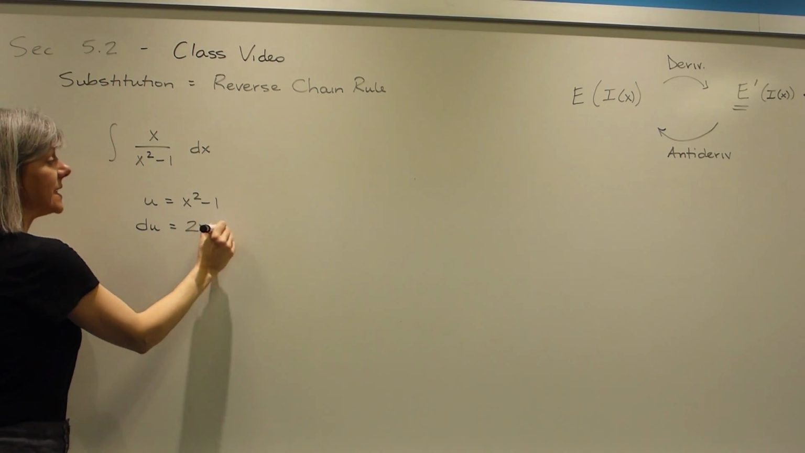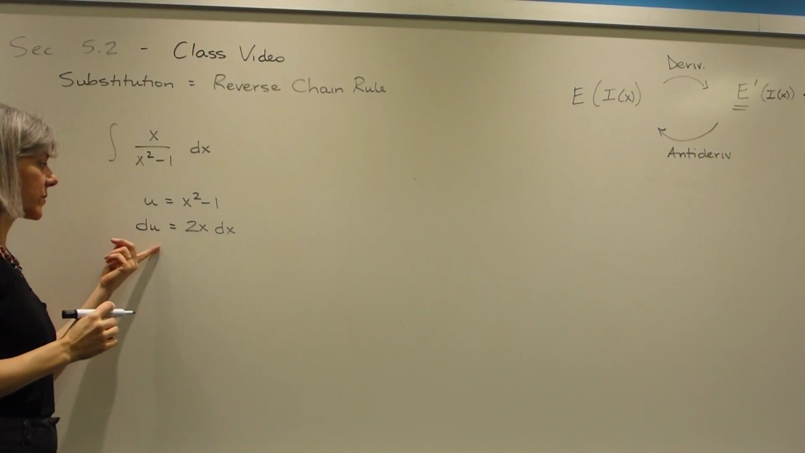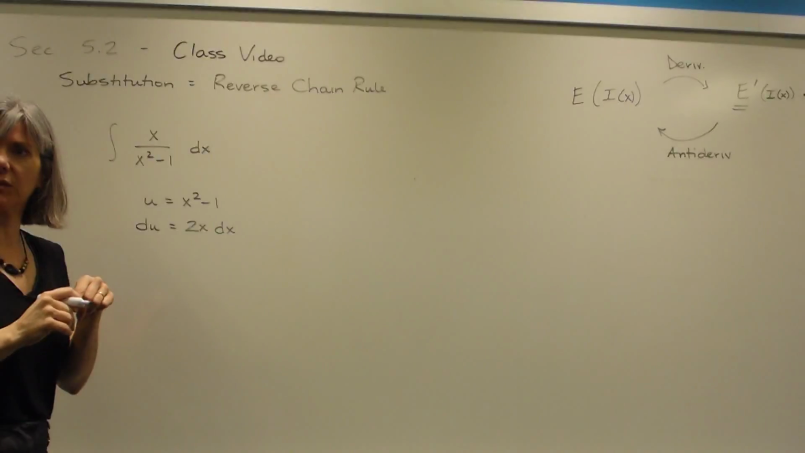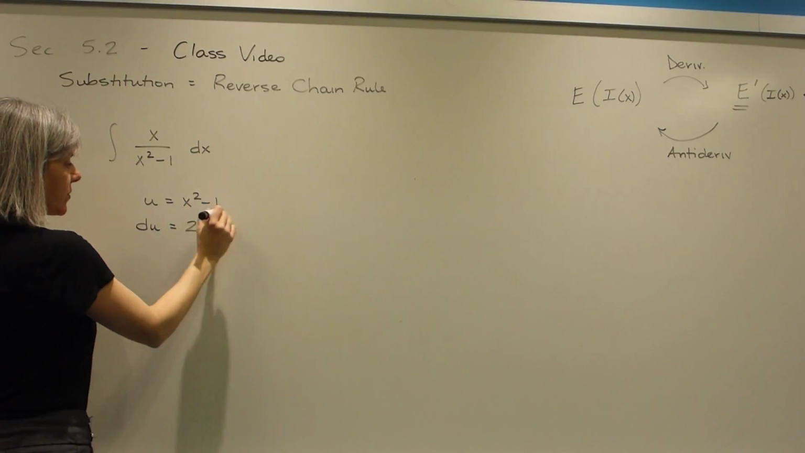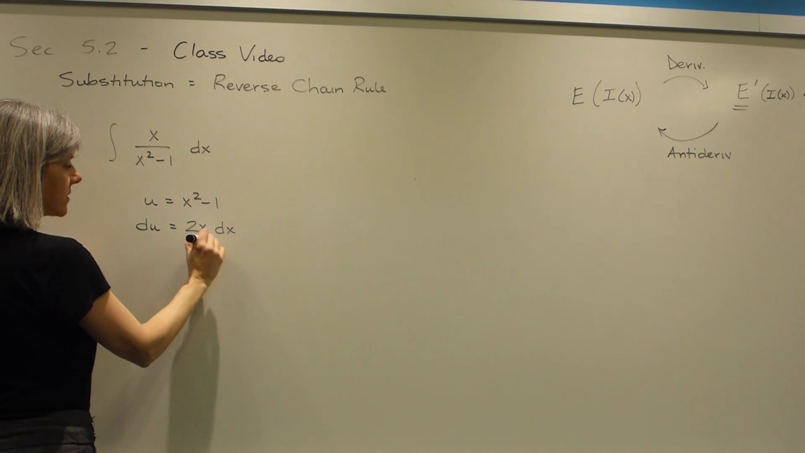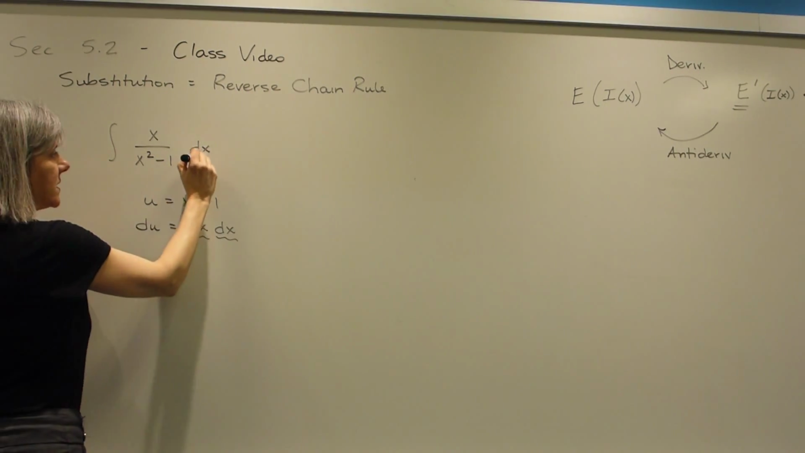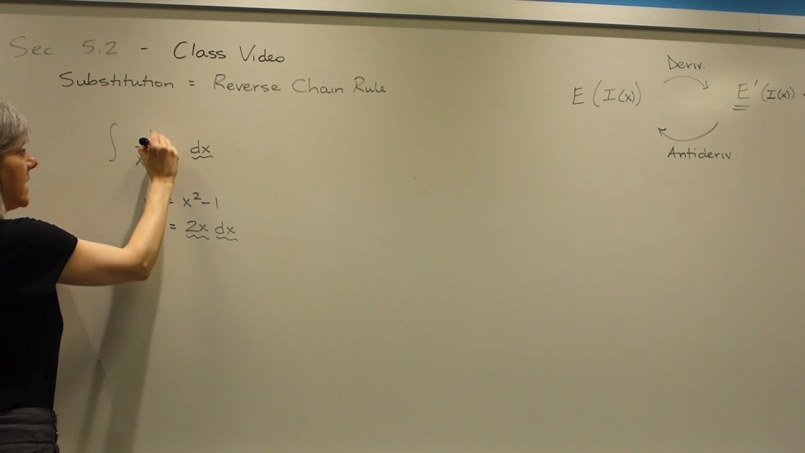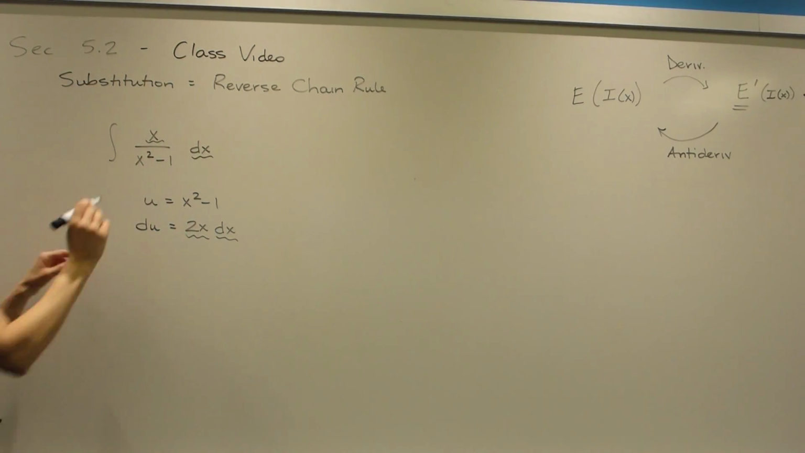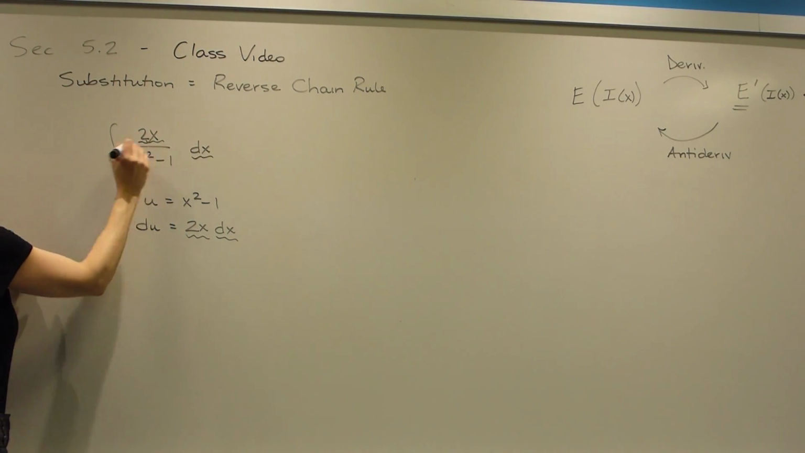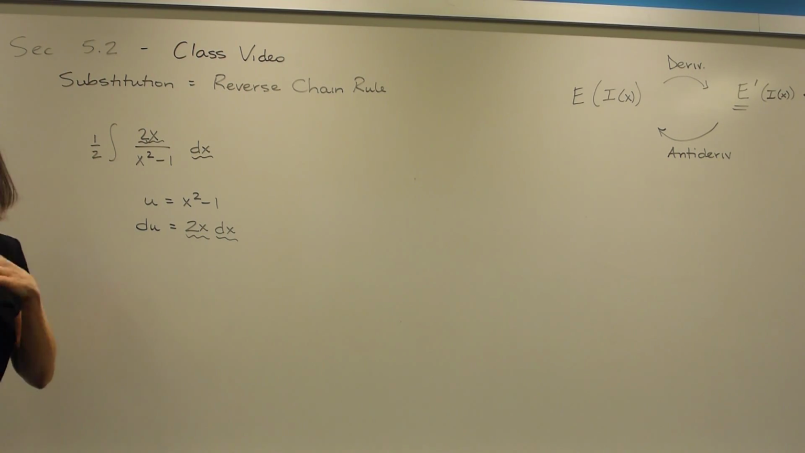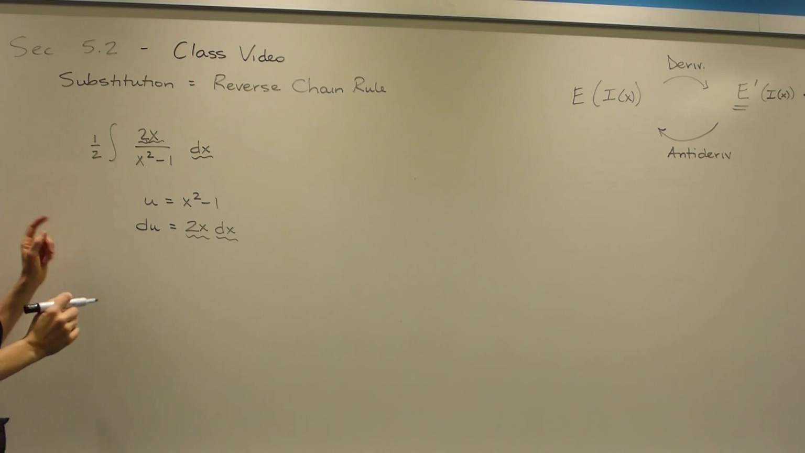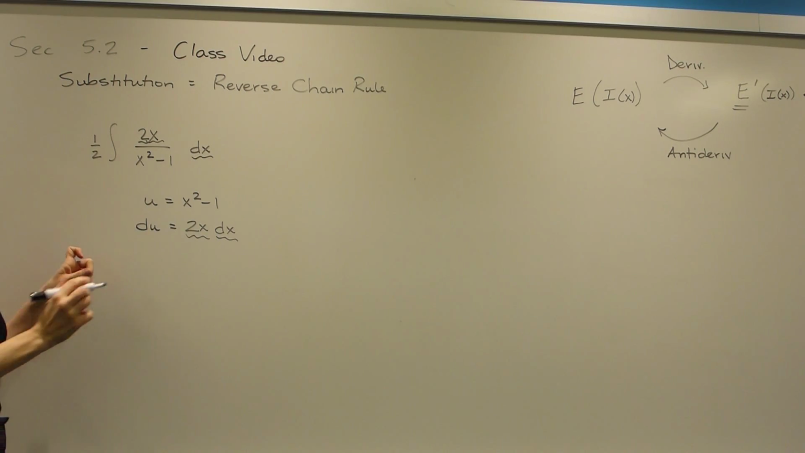2x dx. You need both pieces, because remember the d tells you what to do it with respect to. So we have all of this piece. Do we have all of these pieces? We've got the dx. We've got the x. Do we have the 2? No. Can we put it in? Sure. And take it out? Put it in, take it out? Same thing.